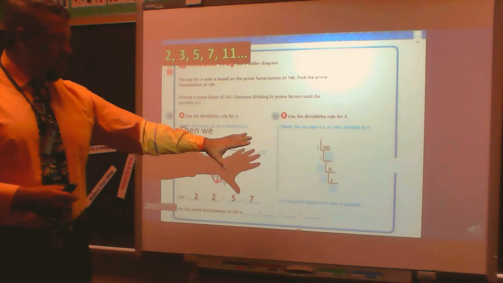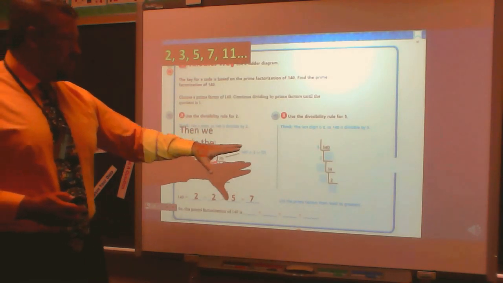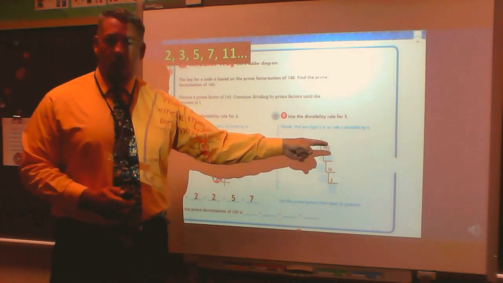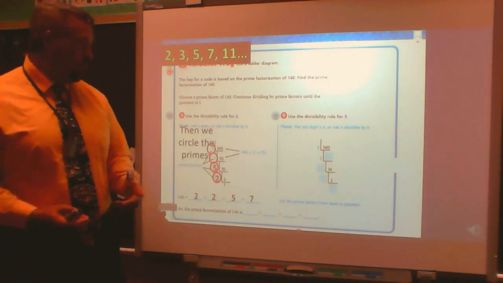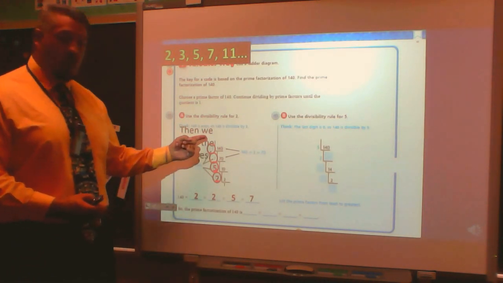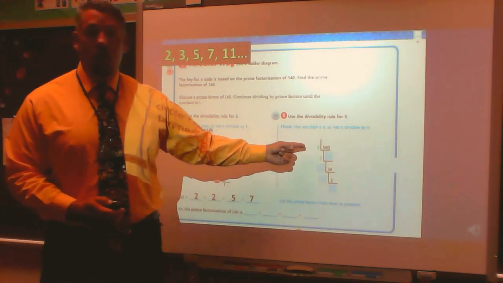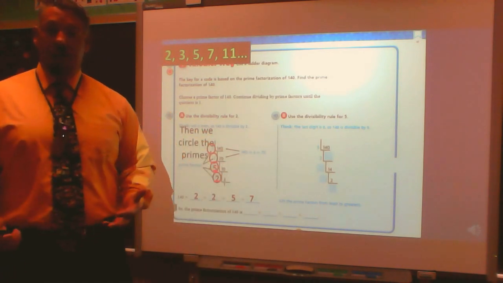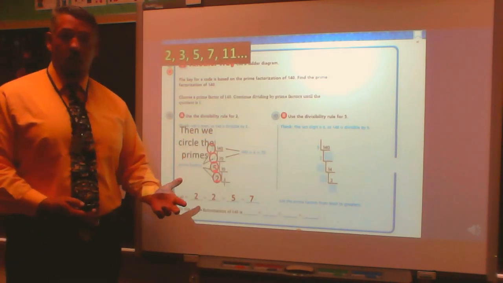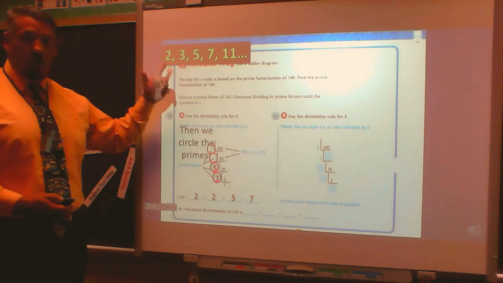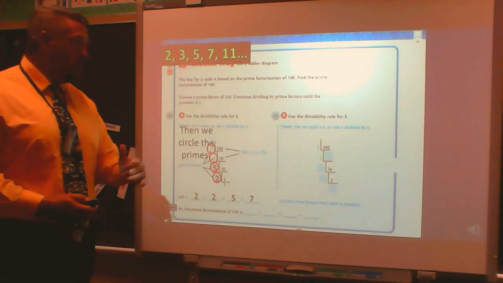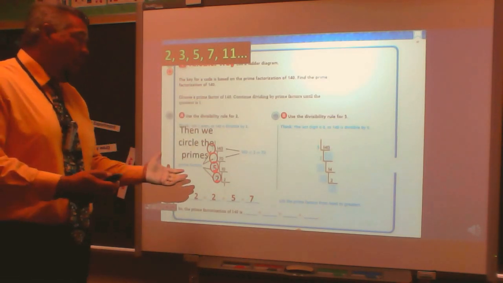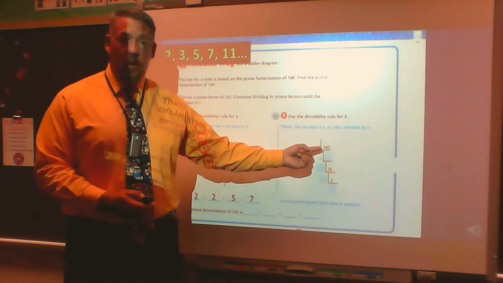Now on this one over here, they said, well, a student recognized that 5 will go into it. Once again, that was the right way to do it by starting with 2. This is also a right way of doing it by starting with 5. Nothing wrong with that if that's the way you see it, as long as you use your 2, 3, 5, 7, 11 and process through it. So how many times will 5 go into 140?